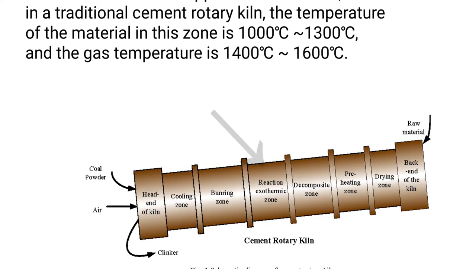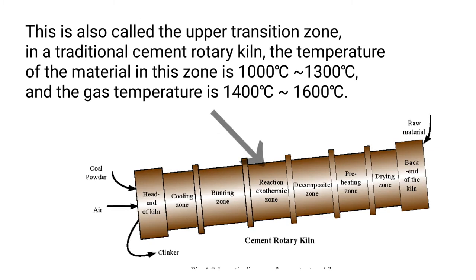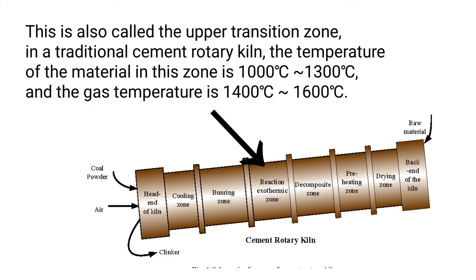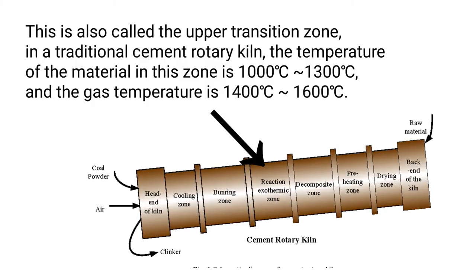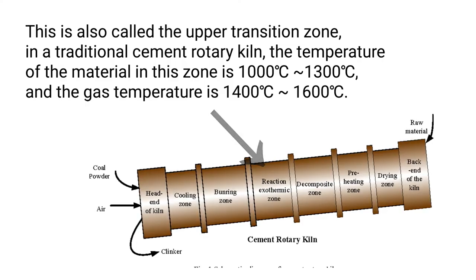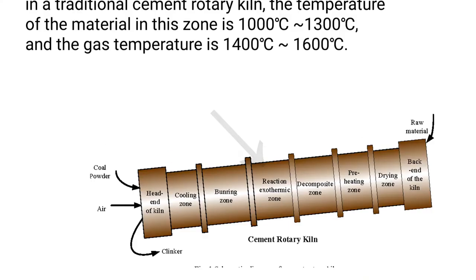The exothermic reaction zone. This is also called the upper transition zone. In a traditional cement rotary kiln, the temperature of the material in this zone is 1000 to 1300 degrees Celsius, and the gas temperature is 1400 to 1600 degrees Celsius.